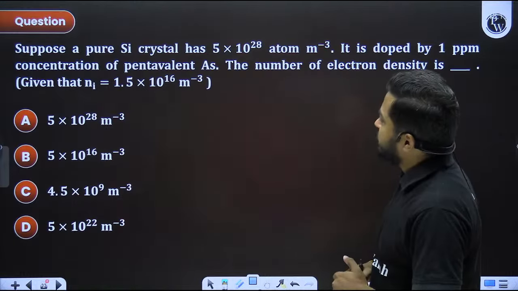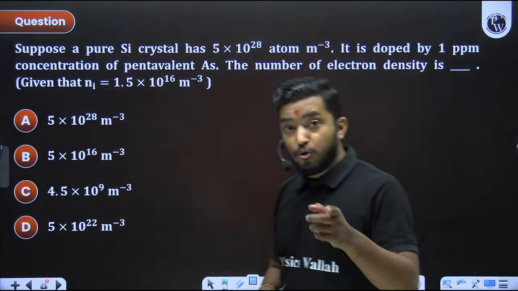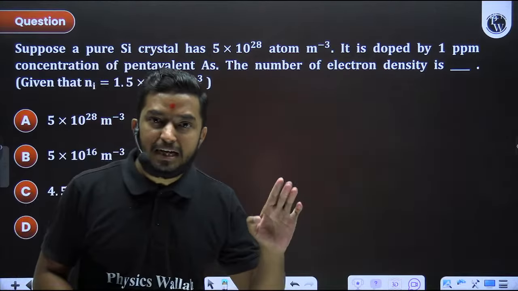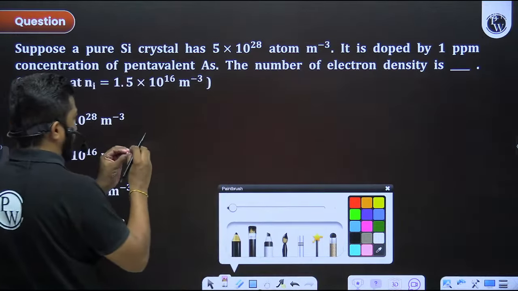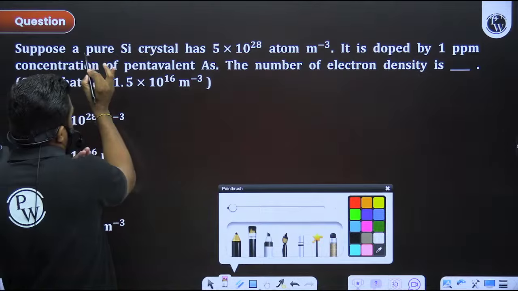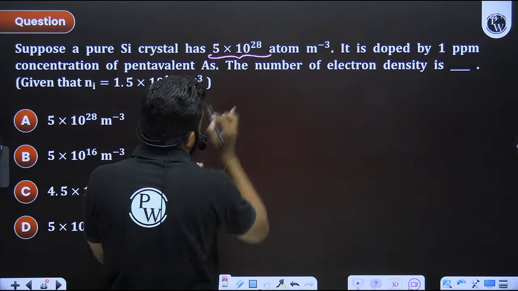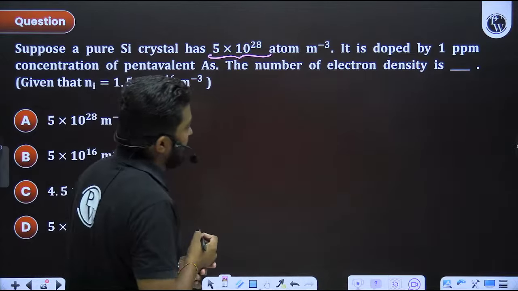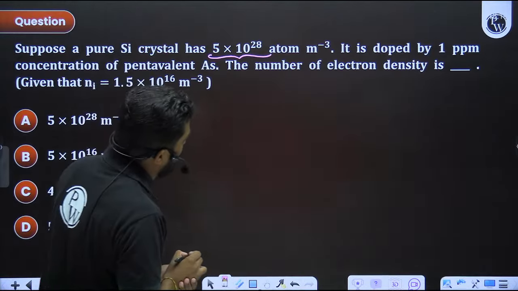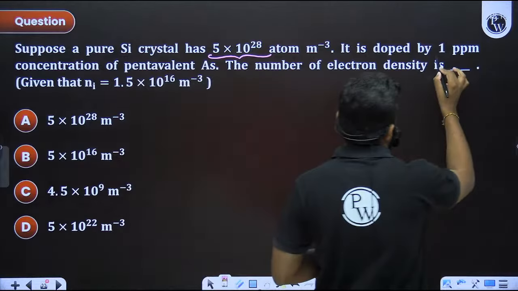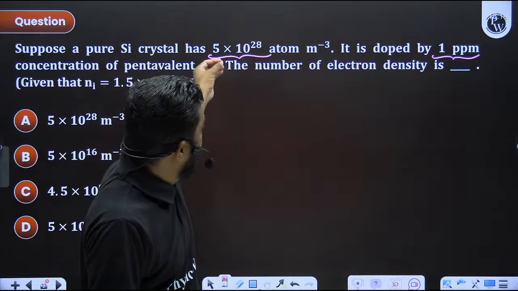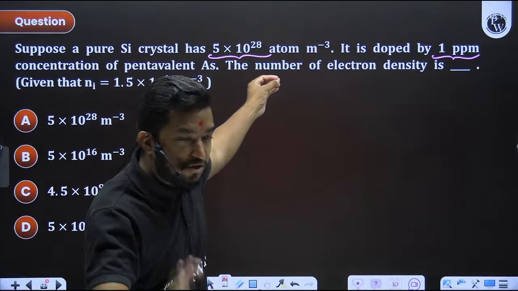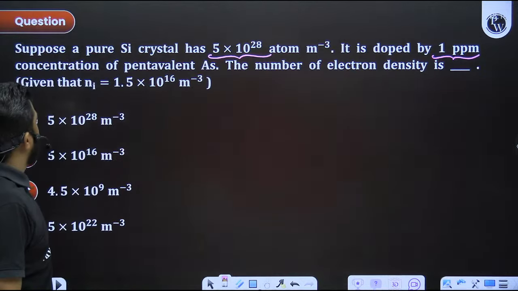Okay, next, suppose a pure Si crystal. Pure means there is no doping, it is not N type or P type, it is a pure semiconductor. So whenever they say pure semiconductor, if it is silicon or germanium, do not worry dear. Suppose a pure silicon crystal has 5 into 10 raised to 28 atoms per meter cube, doped by 1 ppm, parts per million. So for 1 million available atoms, we put in 1 doped atom. It is doped by 1 ppm concentration of pentavalent arsenic.